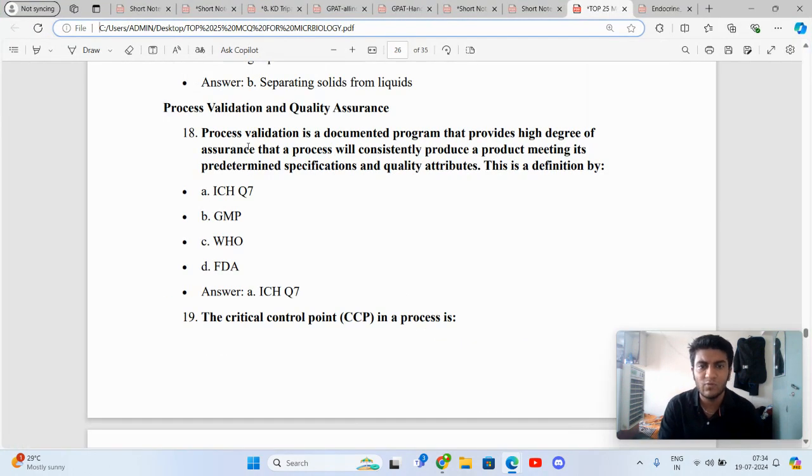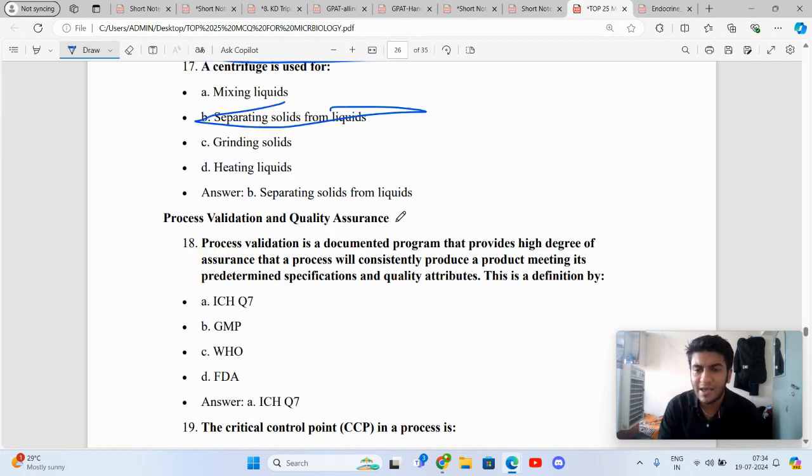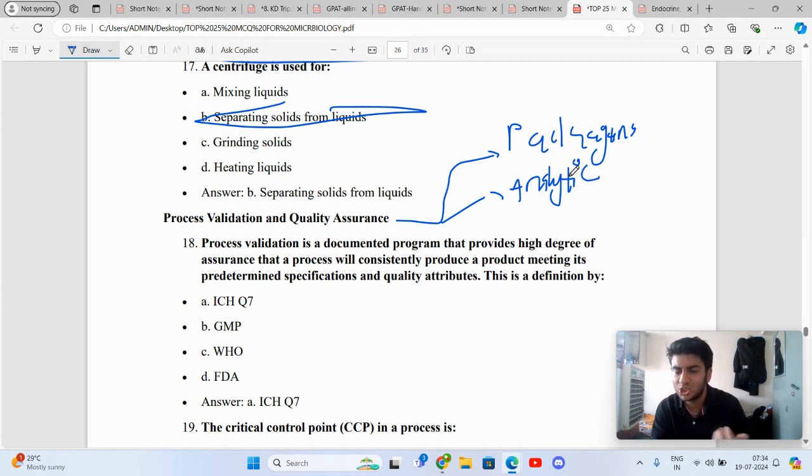And in today's video, we will be learning about certain MCQs of hospital and clinical pharmacy, and also certain parts of process validation and quality assurance. So, when I talk about process validation and quality assurance, there could be questions on testing for packaging materials, the different analytical validation parameters like accuracy, precision, LOD, LOQ, right? Robustness, ruggedness, intermediate precision.